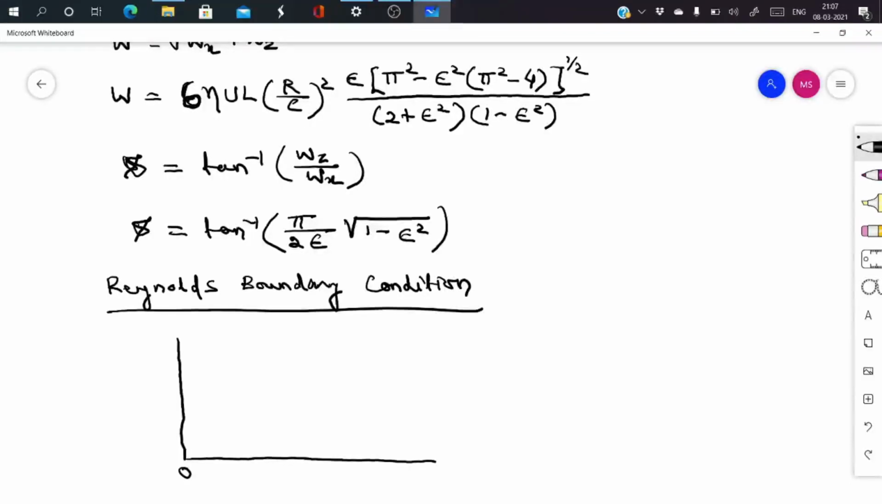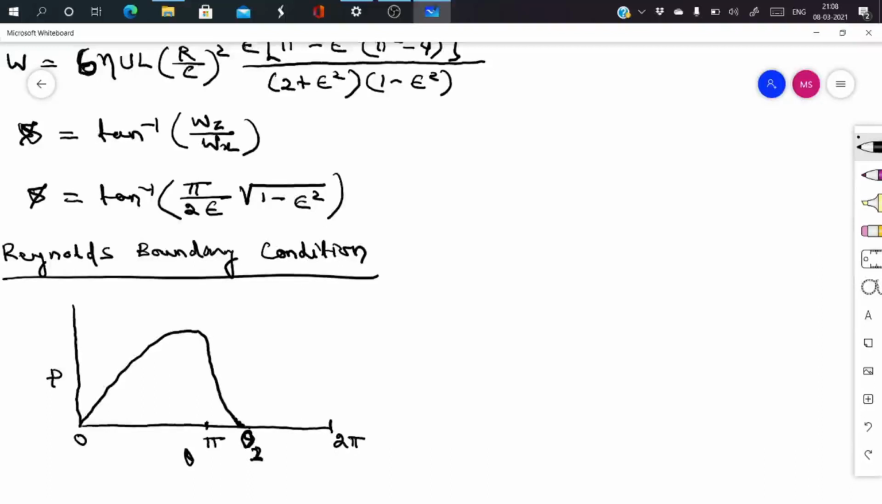This is 0, this is 2 pi, okay. Now this is pi. So Reynolds says the pressure profile looks something like this. So this is the P, this is theta, and this is the pressure profile. So this will become 0 at some point, let's say theta 2. This point is not known to us.